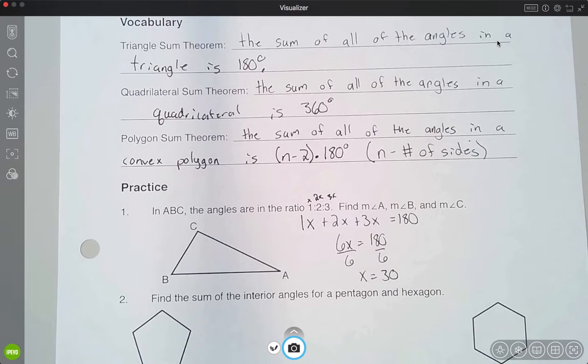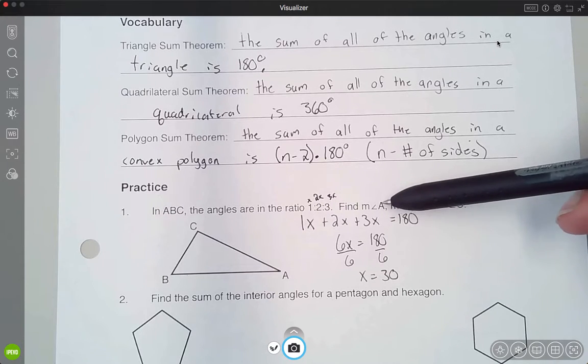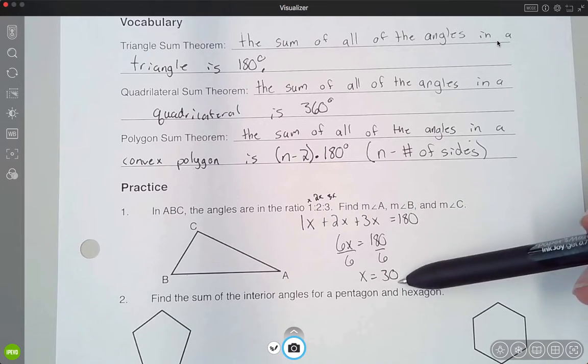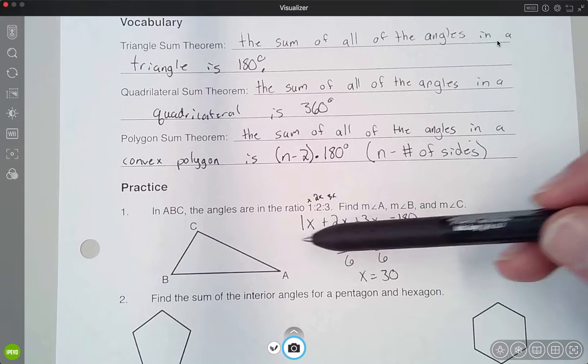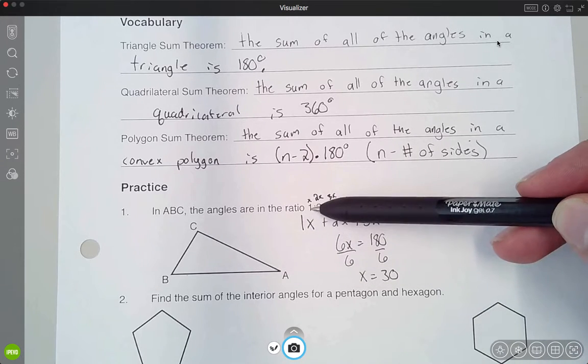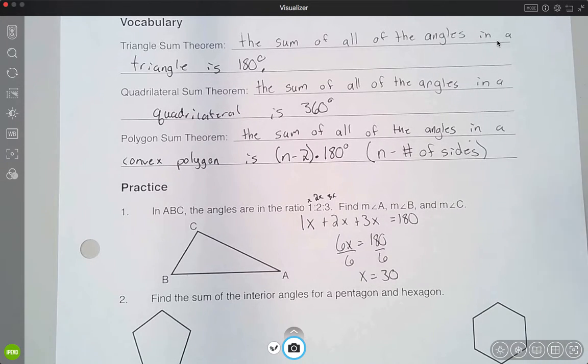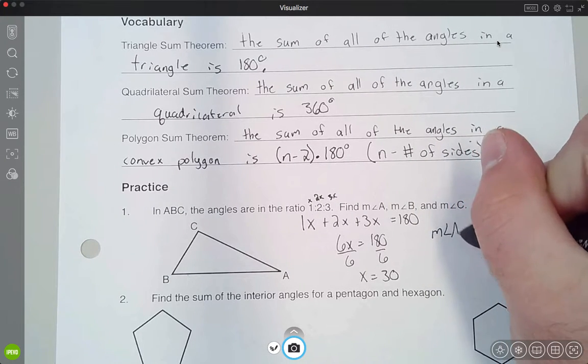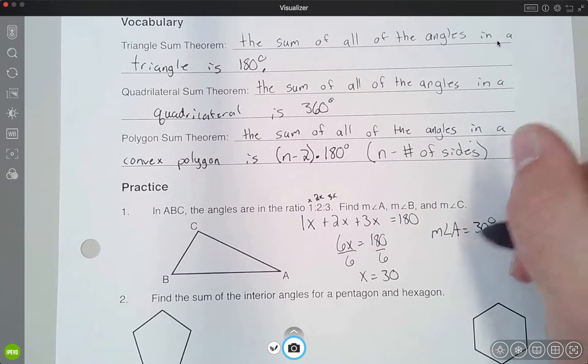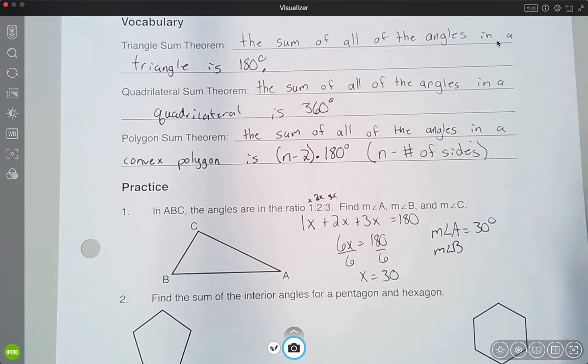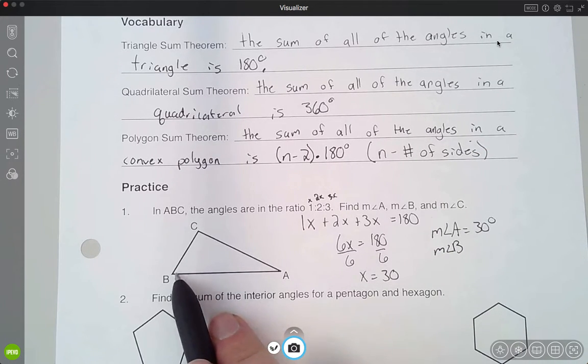Well, I'm asked here to find angles A, B, and C. So angle A, if I'm starting with that as my smallest angle, that's what I'm going to consider to be my first one. That's going to be the 30. So I'm going to say the measure of angle A is equal to 30 degrees. The measure of angle B is going to be my next biggest one. If I look at my sides here, I can tell that side's a little bit smaller than my last side.